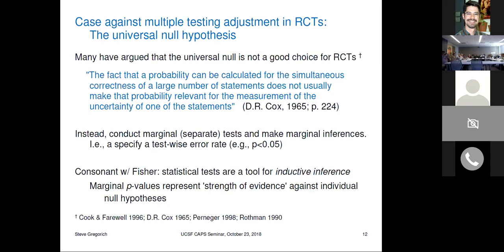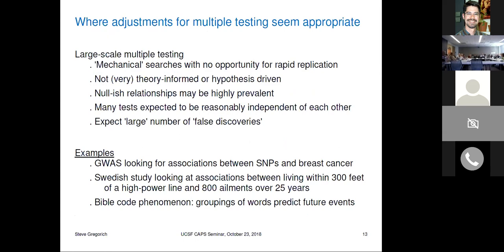But the idea is to conduct marginal tests, make marginal inferences, and have a test-wise error rate of alpha equals 0.05. Actually, it should be alpha equals 0.05. I made the mistake that I was trying to avoid there, equating p and alpha, two totally different things. The idea is that these statistical tests are a tool for inductive inference, and that marginal p-values represent the strength of evidence against individual null hypotheses. So there's still room for disagreement on this, but that's my perspective on it.